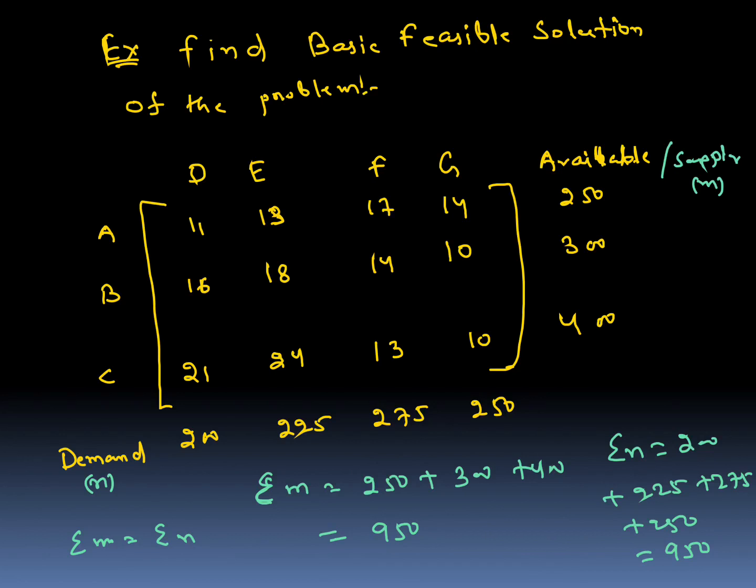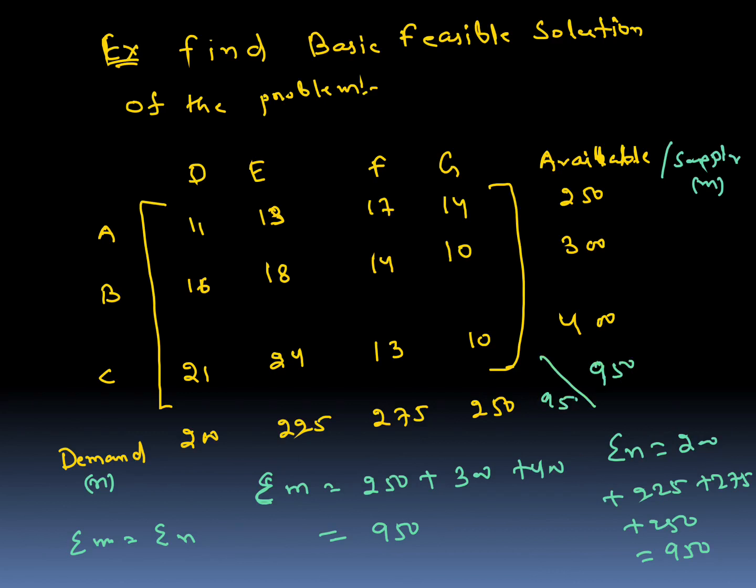Here only a feasible solution exists, whether it's basic or not, that we can check later. In step 1, whether the solution is feasible or not, that only we will check. The summation of all supply should be equal to the summation of all demand. So we got 950 here, this side also 950.